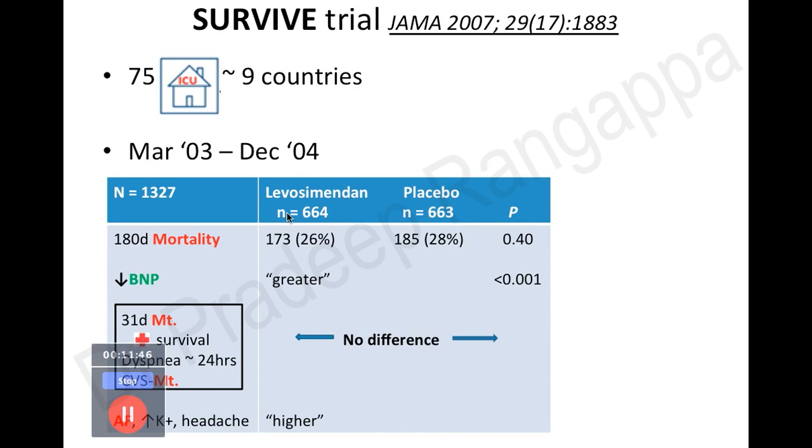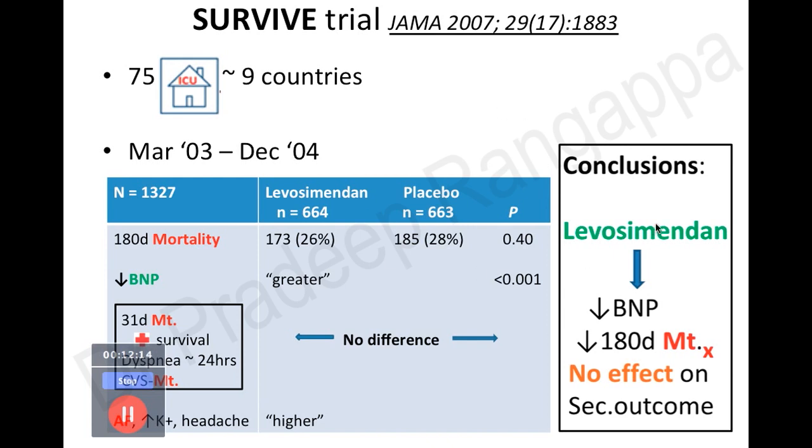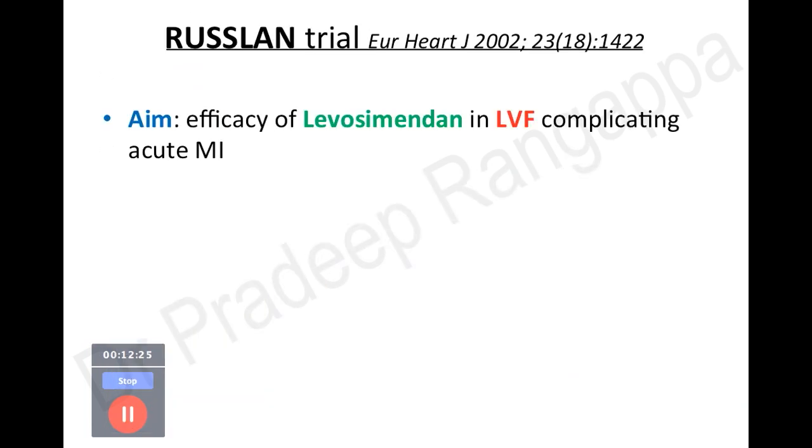Surprisingly, in the SURVIVE trial, there was no difference between the levosimendan and the placebo group, and this tempered the enthusiasm on the role of levosimendan after the SURVIVE trial came. And the side effects of headache and potassium problems, or hypokalemia, were much higher in the levosimendan group. So this came in 2007, after which again there were questions raised whether levosimendan is going to be really beneficial because of this negative trial. So the conclusion the authors made was that levosimendan, although it reduced the biochemical marker of heart failure, which is good, did not have any bearing on reducing 180-day mortality, and there was no effect on secondary outcomes.